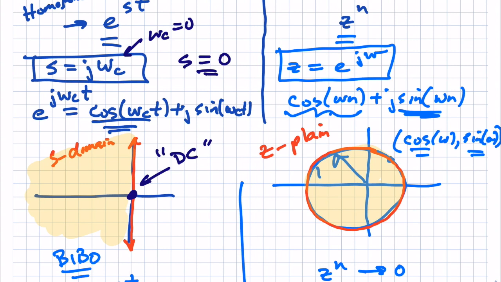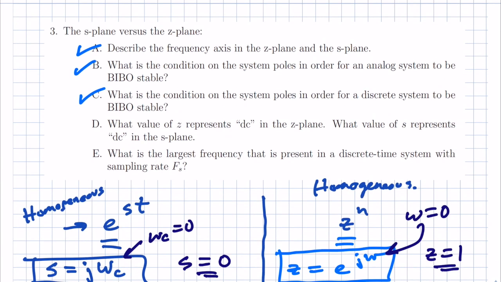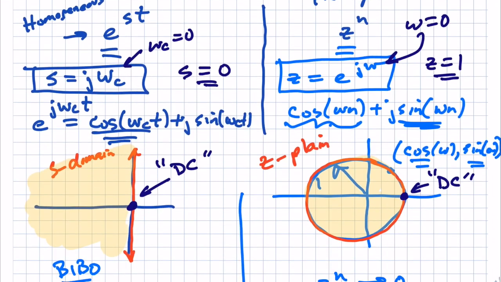All right, how about over here in the discrete domain? I let omega equal 0. I plug that in. I get e to the 0, which is z equal 1. So right here is the value of z that represents DC. Okay, so that takes care of part D. Now let's look at the highest frequency in a discrete time system.